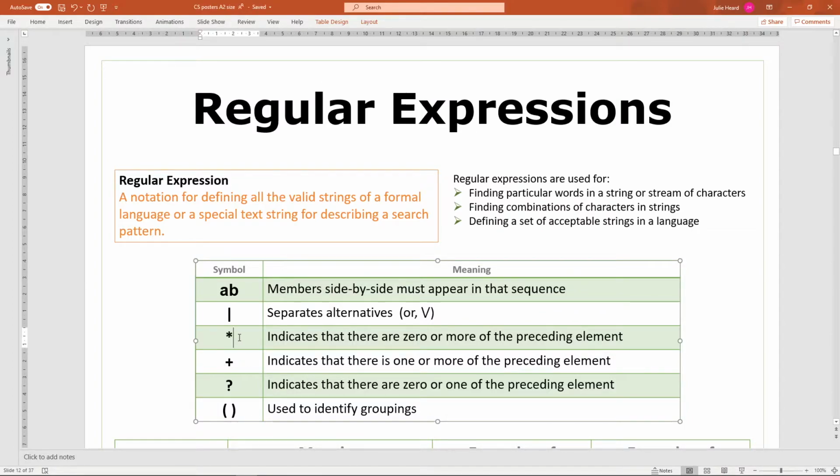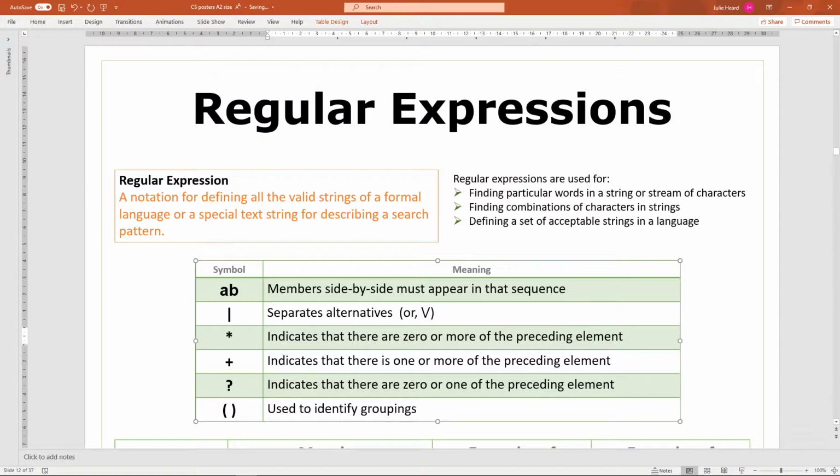If we've got a star, that means that there are 0 or more of the preceding element. So if I did A star, that means that I can have 0 A's, so I can have nothing, and that is a valid input. If I have one A, that's valid. I can have actually as many A's as I want, and that is absolutely valid. So it's like any number of, that's what the little star means, 0 or more of. So I can have 0, absolutely valid.